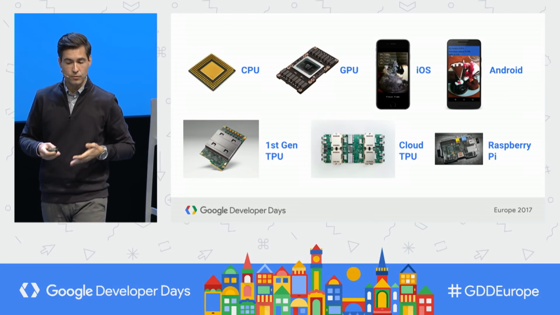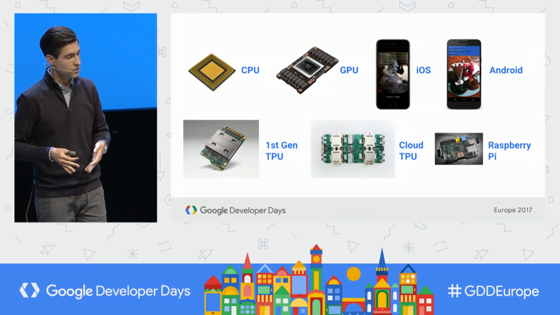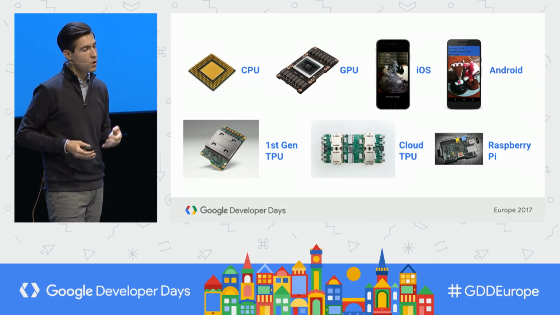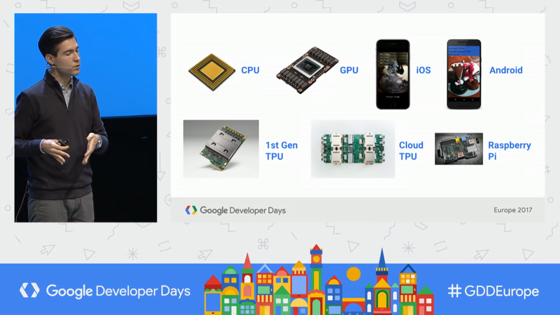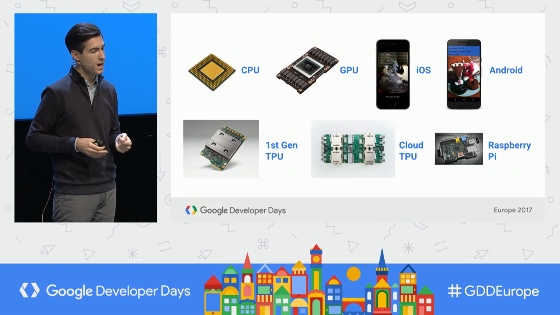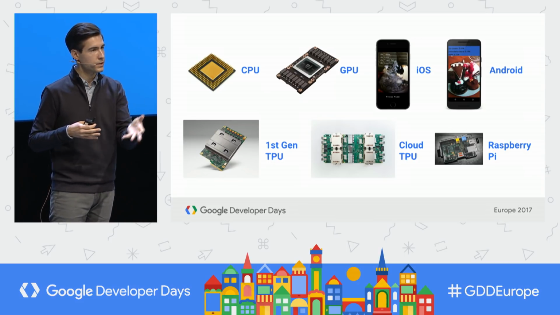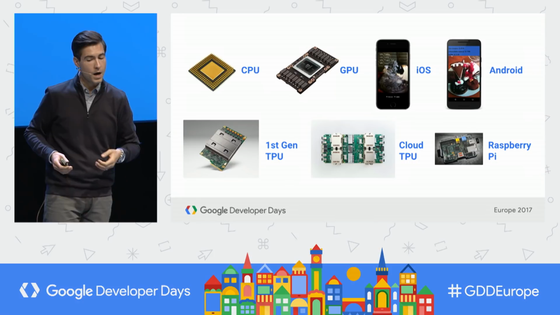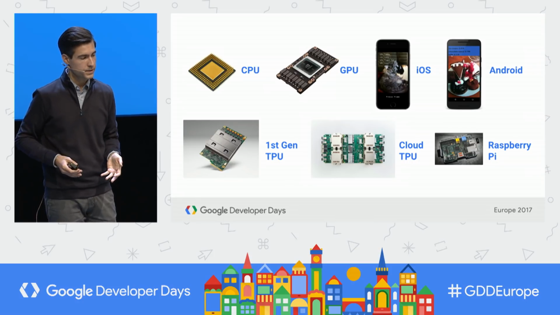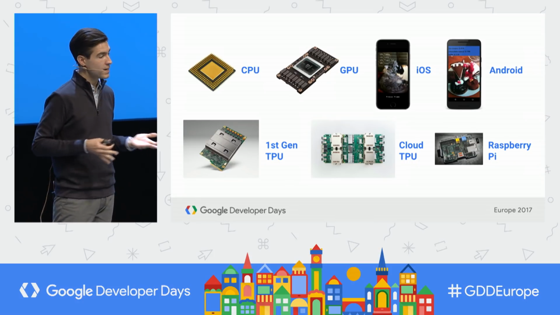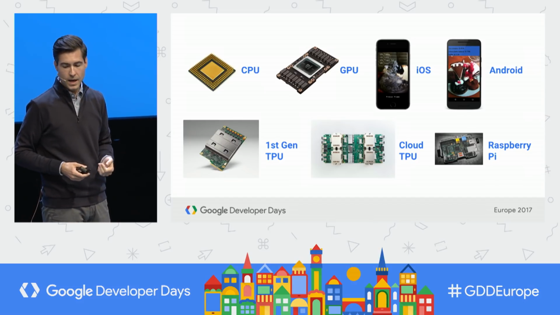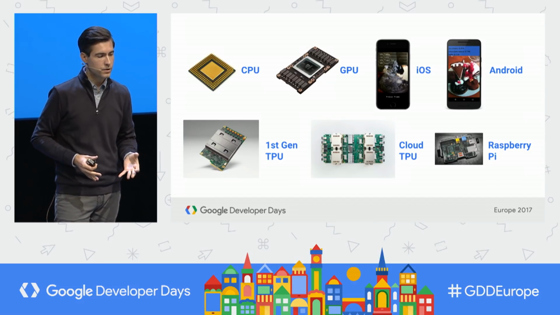And TensorFlow runs on CPUs and GPUs out of the box. It also can load models and run inference tasks, like doing a prediction or a classification, on iOS and Android devices, and now even a Raspberry Pi device. And then inside of our data centers, we've been serving TensorFlow graphs using this specially built hardware that we call a Tensor Processing Unit, or TPU.